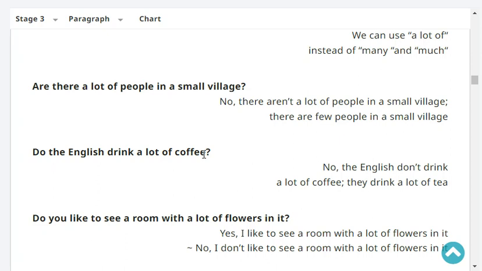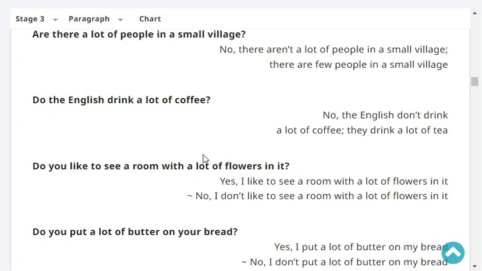Do the English drink a lot of coffee? No, the English don't drink a lot of coffee. The English means people in England. One more. No, the English don't drink a lot of coffee. They drink a lot of tea.